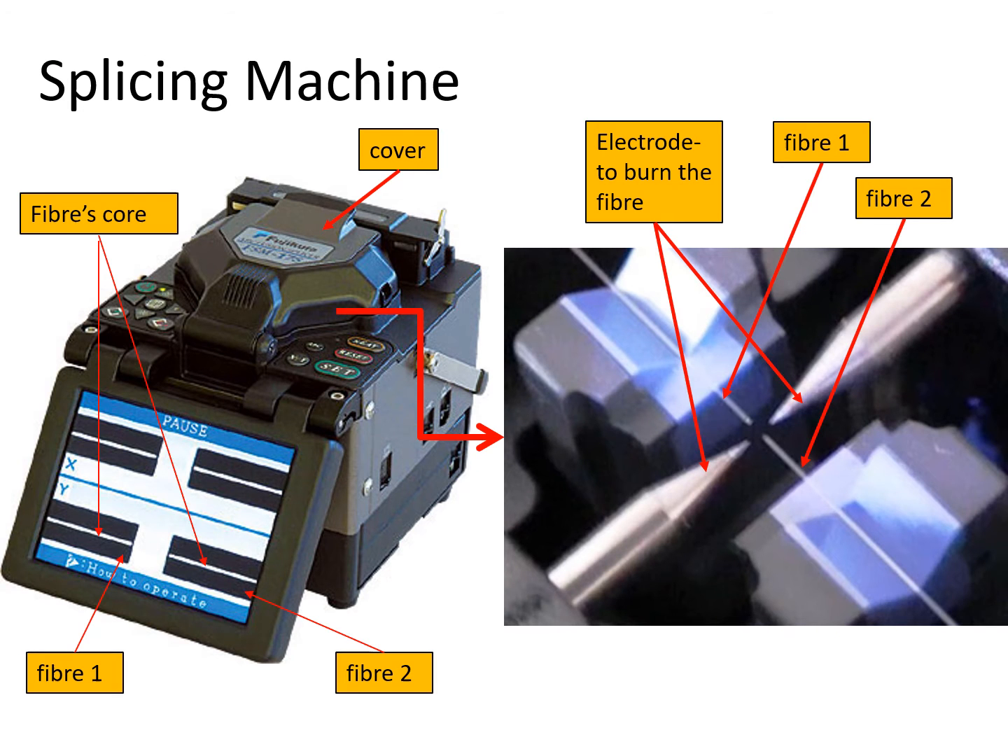This figure shows a splicing machine. When we open up the cover, we can see the two fibers are aligned inside the splicing machine. Electrodes will burn the glass fiber at high temperature. Therefore, the two fibers will be permanently joined. The position and the structure of the glass fiber inside the splicing machine can be viewed as well.